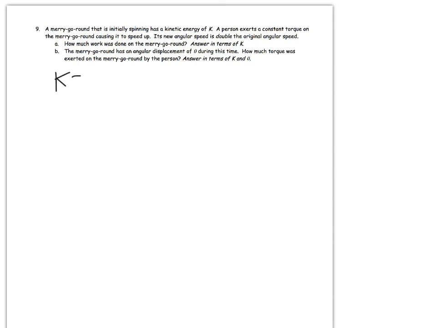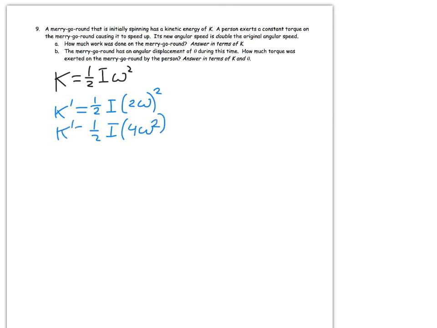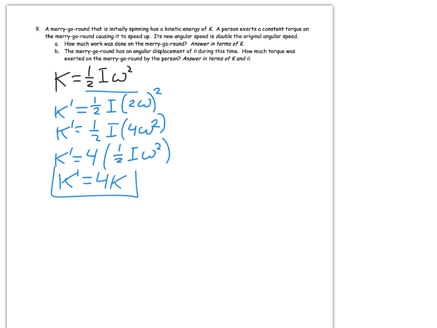This is kind of like one of those new and original problems. So our original situation, we had K was 1/2 I omega squared. We now doubled that angular speed, and so K prime, our new kinetic energy, is going to be 1/2 I times 2 omega, that quantity squared, which ultimately becomes 1/2 I times 4 omega squared. I'm going to pull that 4 out in front here, and so K prime is going to be 4 times 1/2 I omega squared, which is my initial kinetic energy. So that means that my new kinetic energy is just 4K, 4 times my initial.